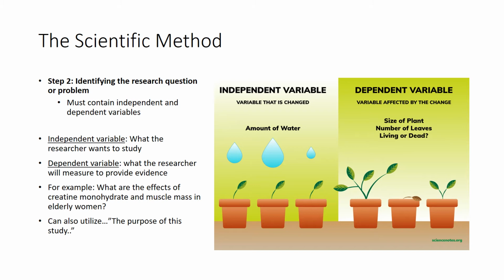Or what is the optimal way to water a plant for growth based off the picture in this slide? Out of those examples, which is the independent variable and which is the dependent variable? Another way to question or pretty much word the question is to say the purpose of the study is to, and whatever your research problem is, that's what you would write the rest of the way.